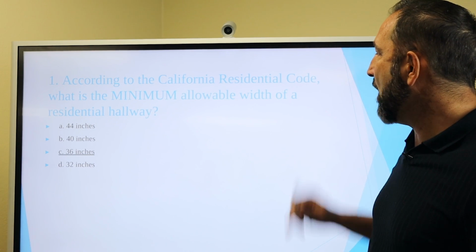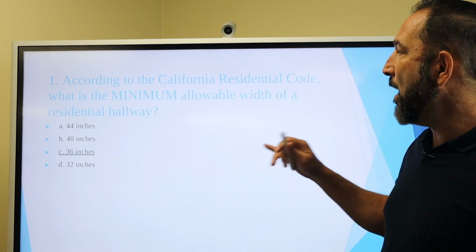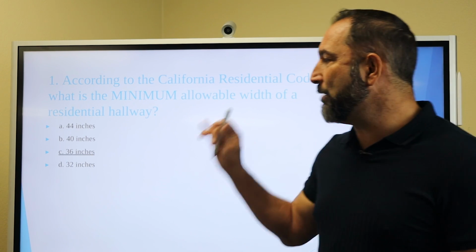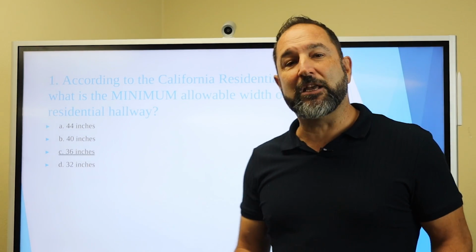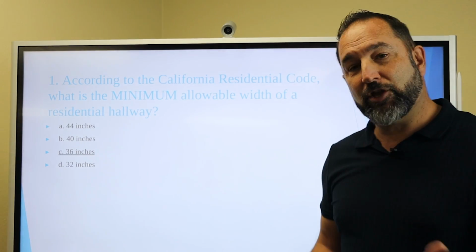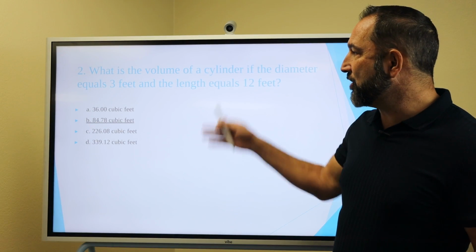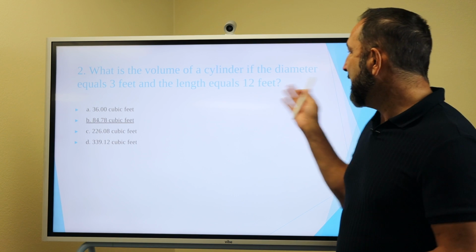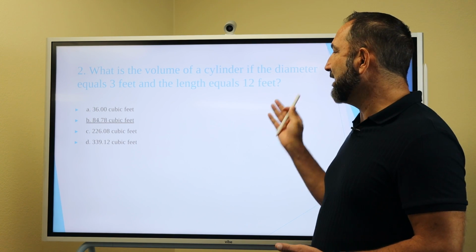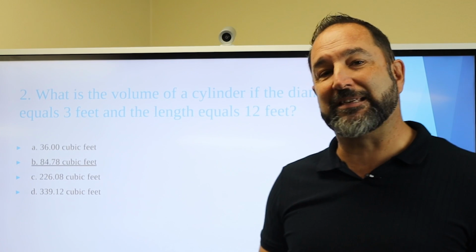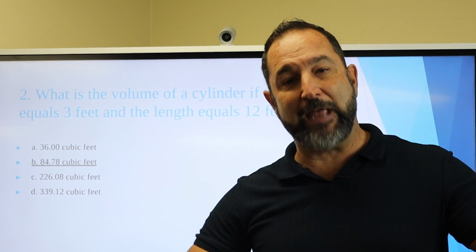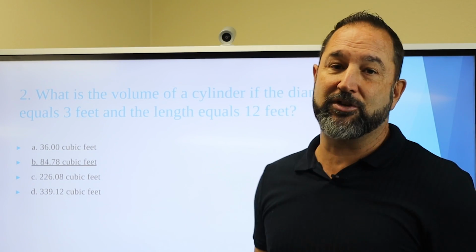1. According to the California Residential Code, what is the minimum allowable width of a residential hallway? Well, you should have chosen C, which is 36 inches. You get the picture, right? There's another question here. What is the volume of a cylinder if the diameter equals 3 feet and the length equals 12 feet? Well, the answer would be B, 84.78 cubic feet. And we actually teach you how to do this.